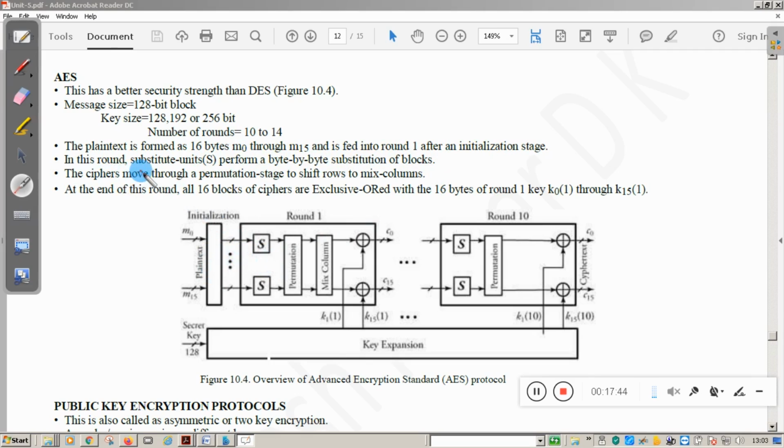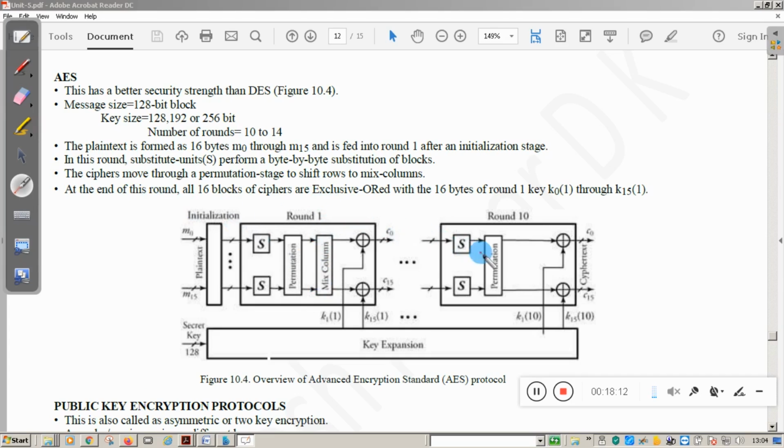In this round, the substitution unit, called the S box, performs byte to byte substitution of the block. Then the cipher moves through a permutation stage. After that, it is fed to one more stage, called the mix column stage, where mixing of columns and rows takes place.